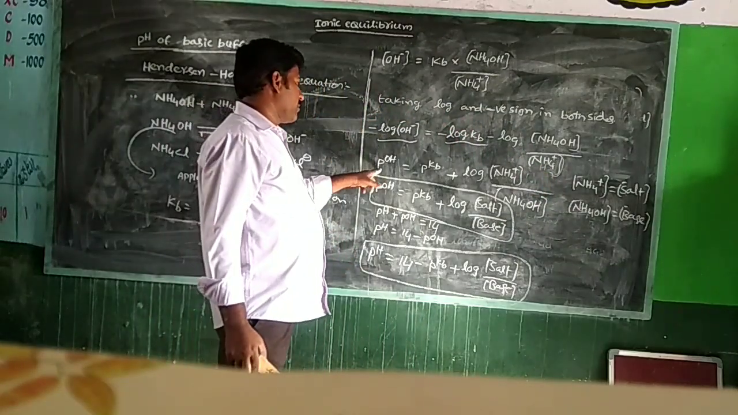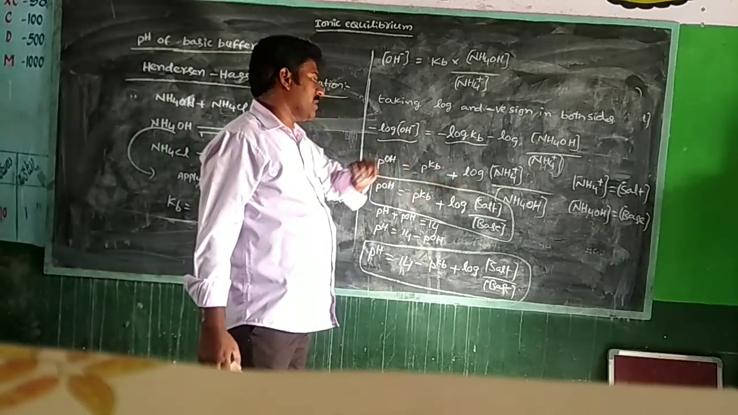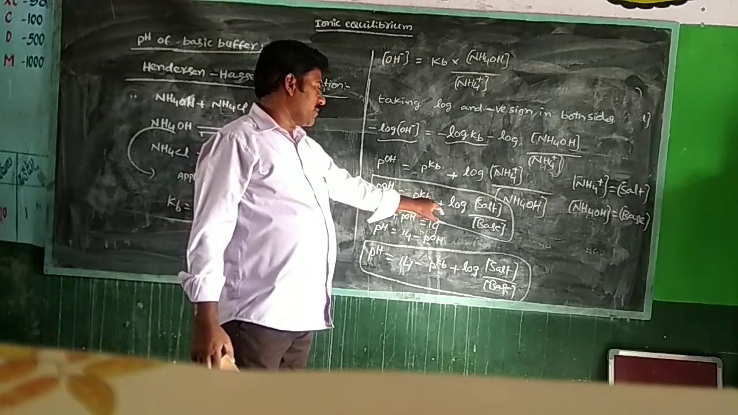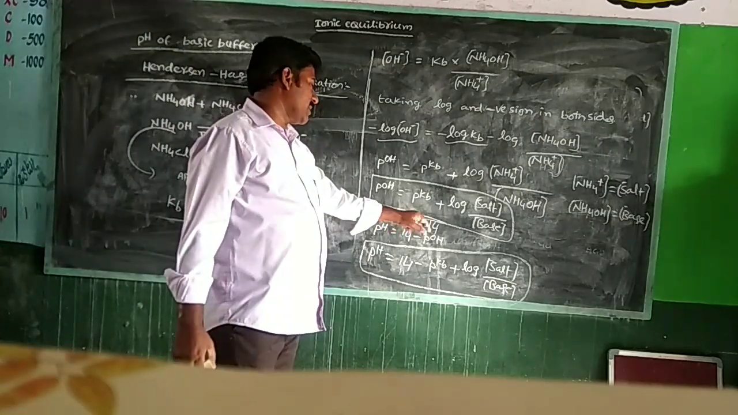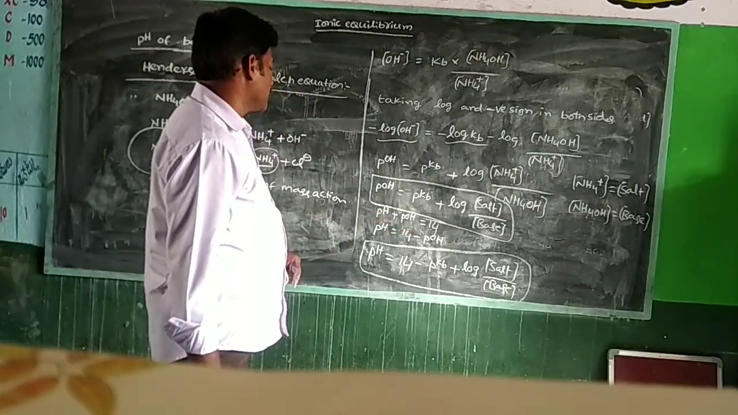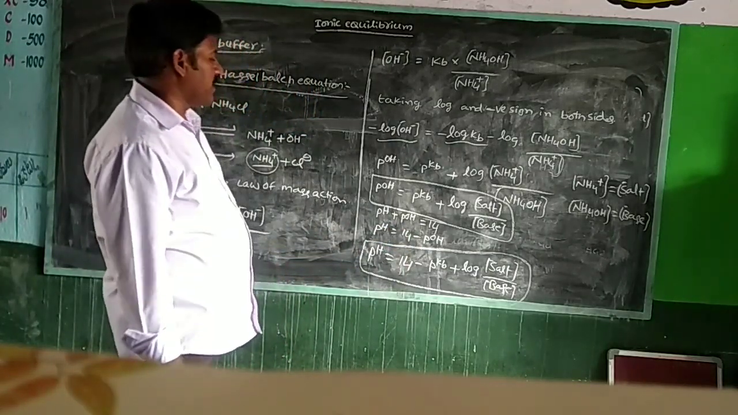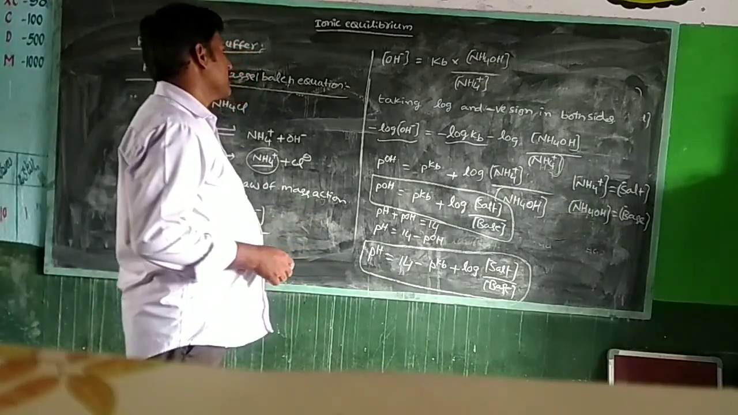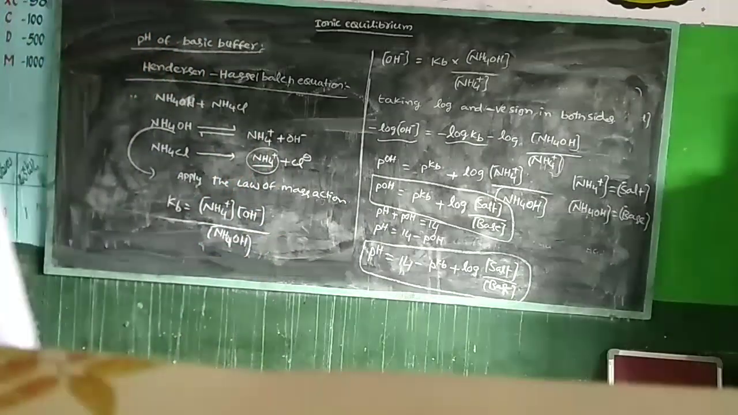Then negative logarithm of OH minus concentration is called pOH. pOH is equal to pKb plus log NH4 plus concentration by NH4OH concentration, so pOH is equal to pKb plus log salt concentration upon base concentration. To find the pH, pH plus pOH is equal to 14, so pH is equal to 14 minus pOH. pH is equal to 14 minus pKb plus log salt concentration upon base concentration. This is the pH of acidic buffer and the pH of basic buffer.